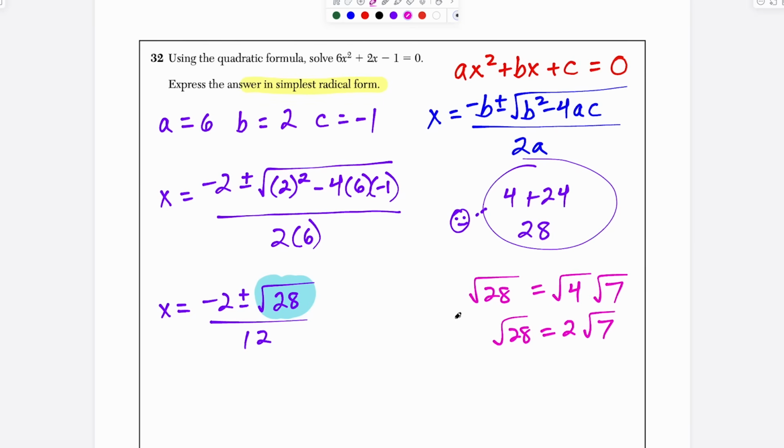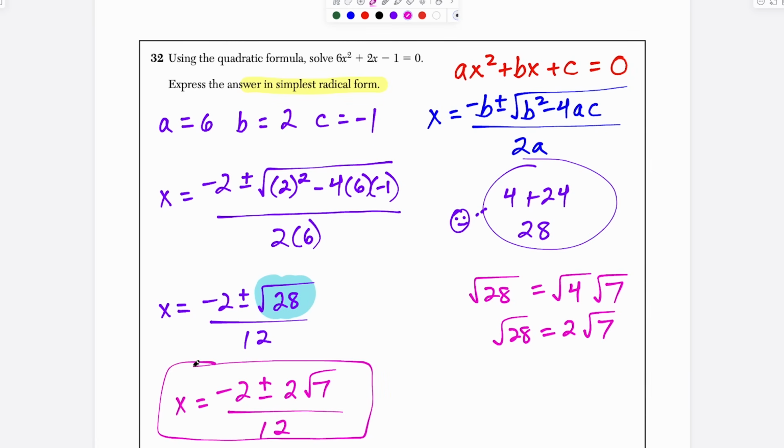And now we just rewrite this. So we have x equals -2 plus or minus 2 square root of 7 over 12. And if we stop here, this will get us full credit. They didn't say to simplify the fraction at the end. They only said to express the answer in simplest radical form. However, if you're looking at this and saying, wait, this doesn't look as nice, I'm just going to point out that this is an extra step, which you don't get extra credit for.